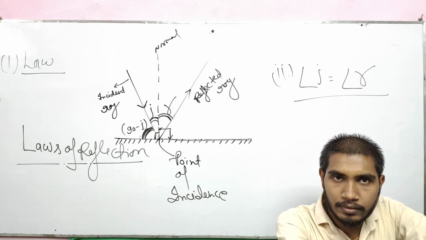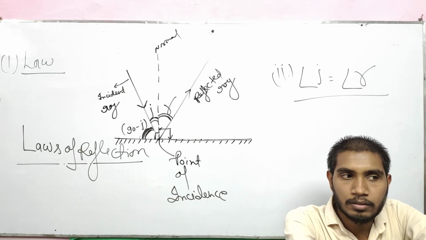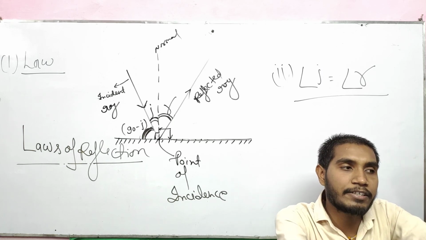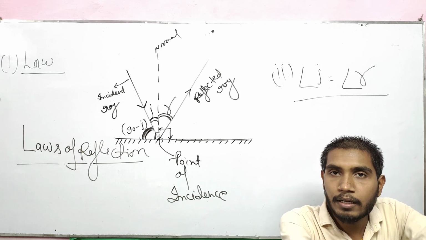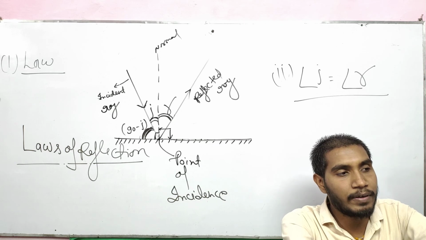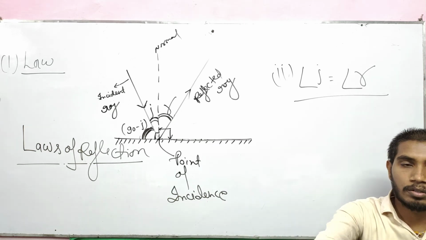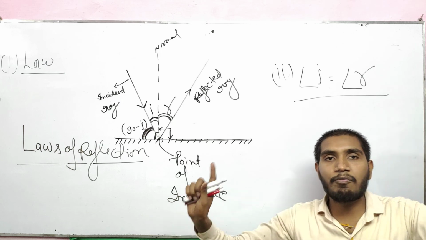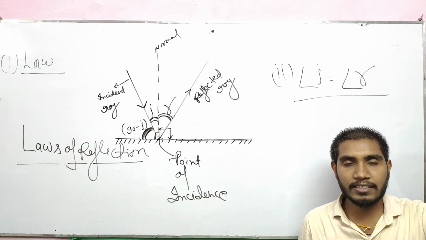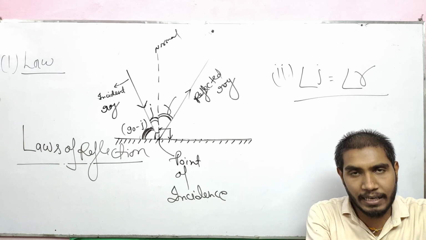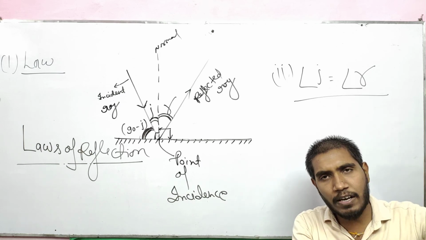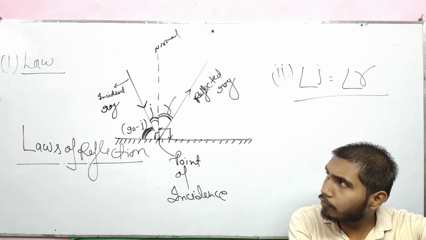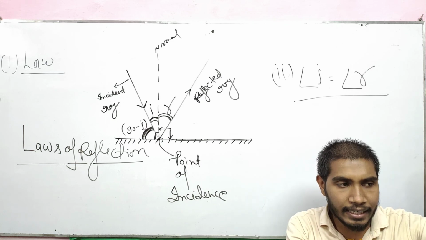These two laws are followed in every happening of reflection. These two laws, first and second, are true for every position. When reflection takes place at any type of mirror, plane mirror, spherical mirror, parabolic mirror, or any type of surface, these two laws are followed, first and second.